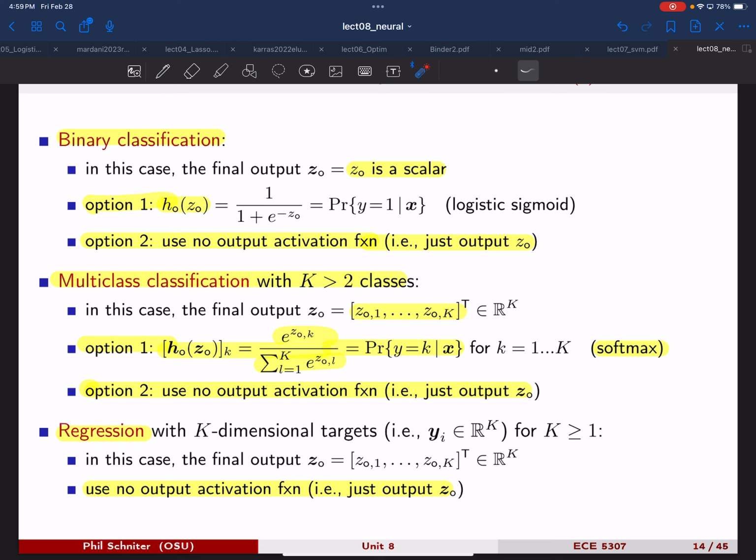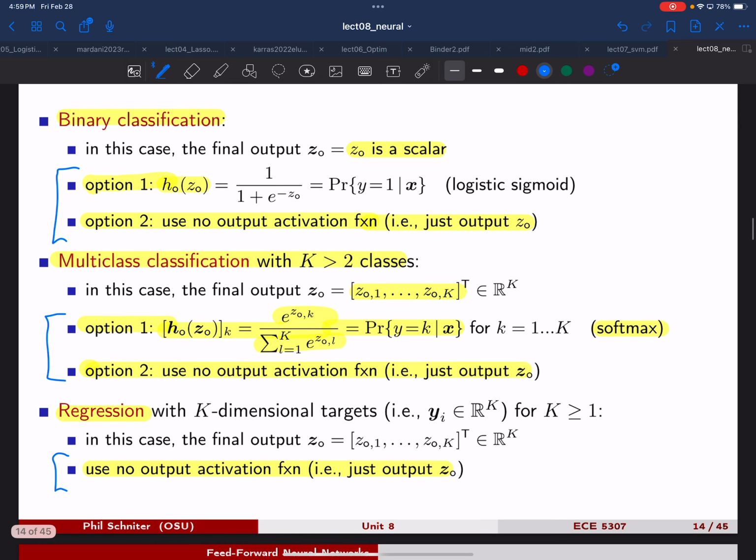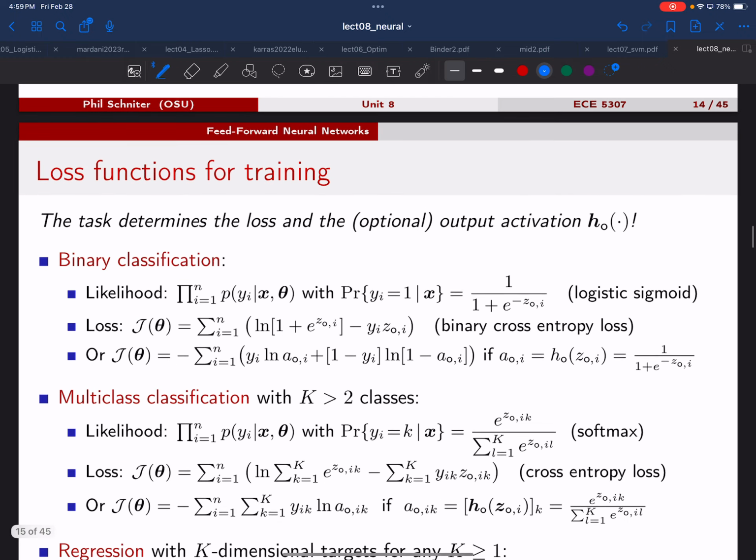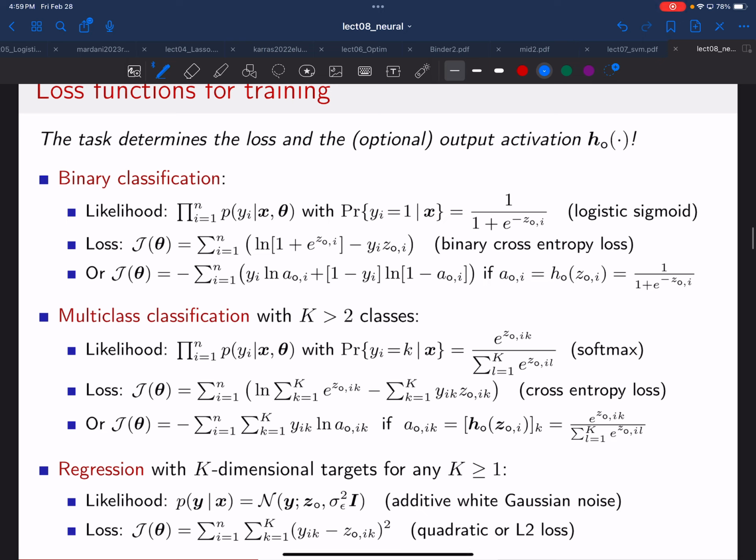Okay, so this shows you the flavor of why there are these different options, at least for classification. For regression, people just use the last stage linear output directly. Okay, any questions here? Okay. And finally, let's talk about the loss functions.